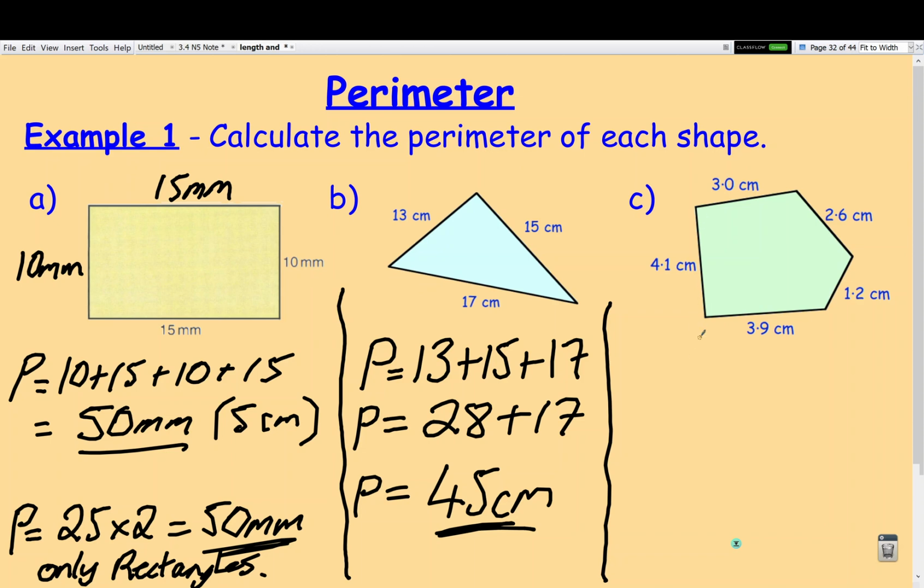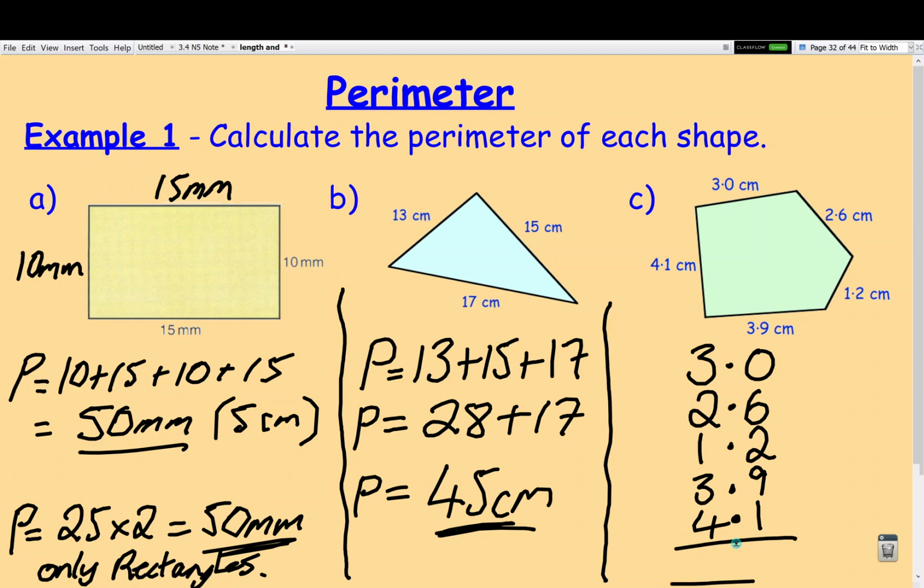So the perimeter, I'll start at the top, is going to be 3.0, and then I'm going to go in a clockwise direction, so then I'm going to add 2.6, then I'm going to add 1.2, then I'm going to add 3.9, and then I'm going to add 4.1. Okay, so adding decimals, put your decimal point in there, and we are adding all these things together. So 0 plus 6 plus 2 is 8, plus 9, 17, plus another one is 18. So 8 is going to go to the right of the decimal point, and I'm carrying over 1.